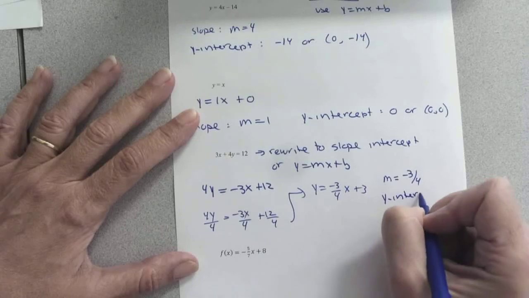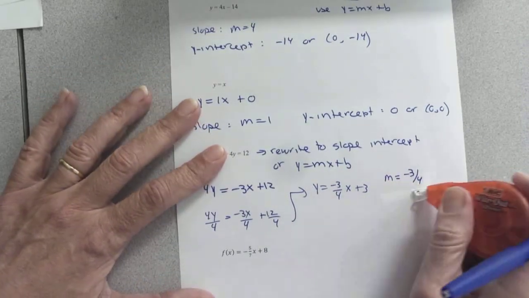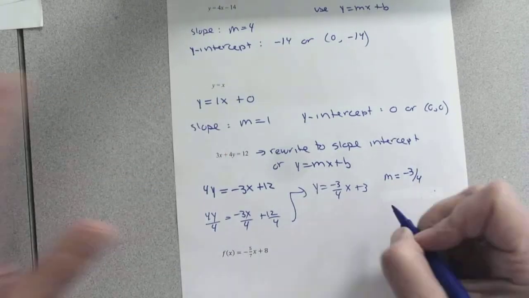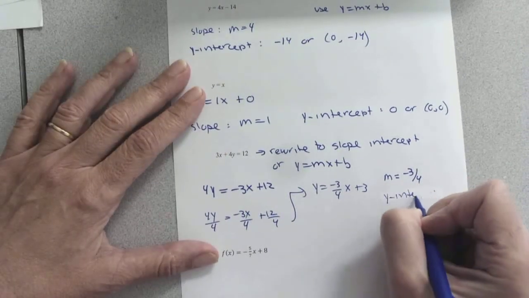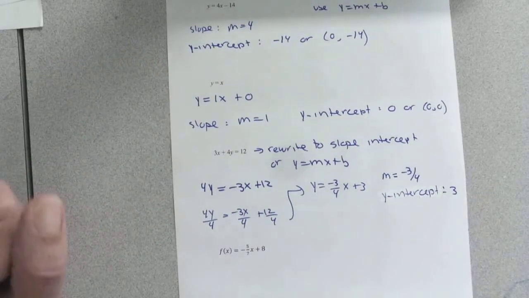And my y-intercept, you can't really read that, can you? I have horrible handwriting. My y-intercept is 3.